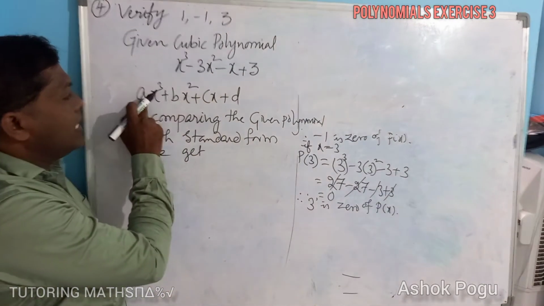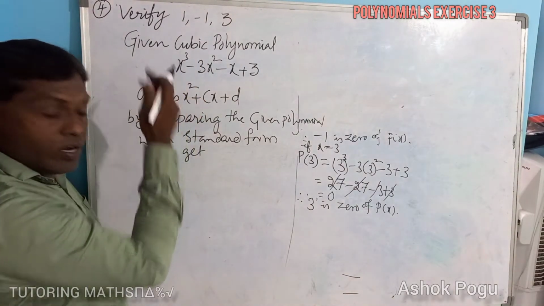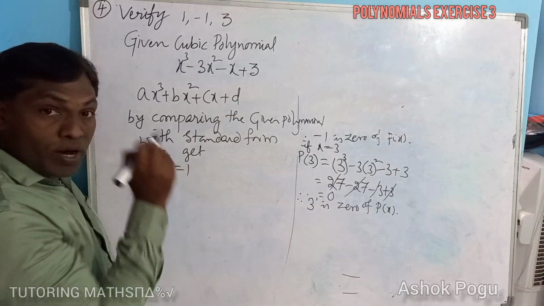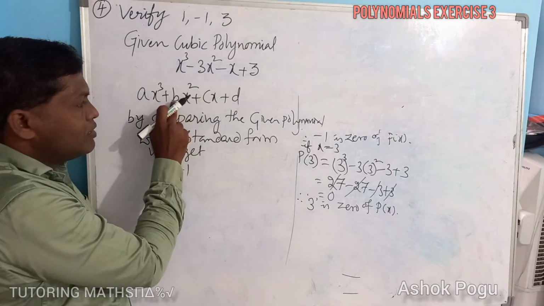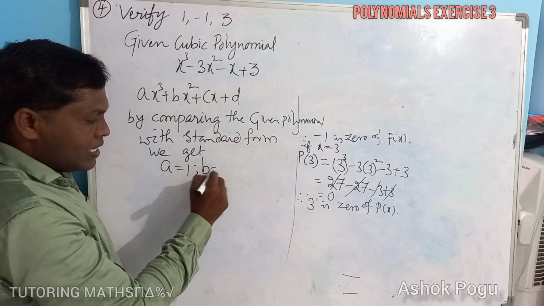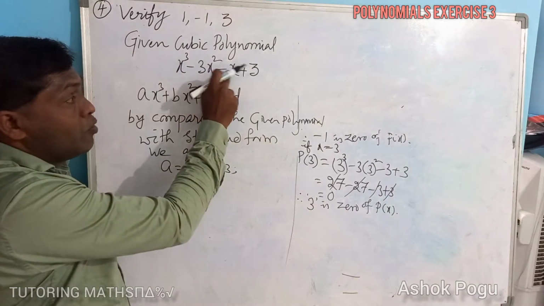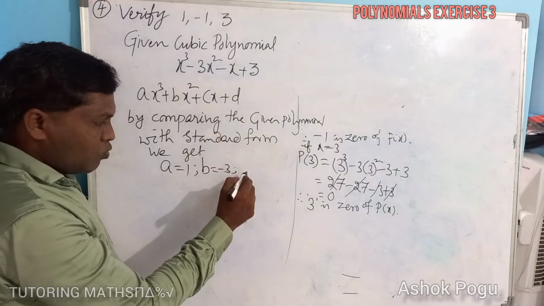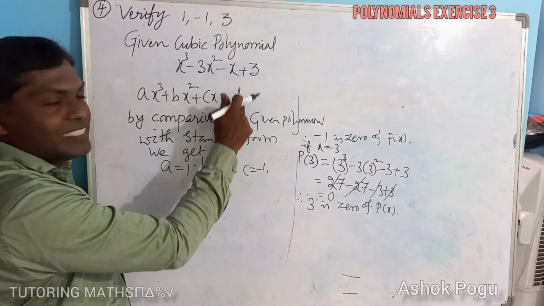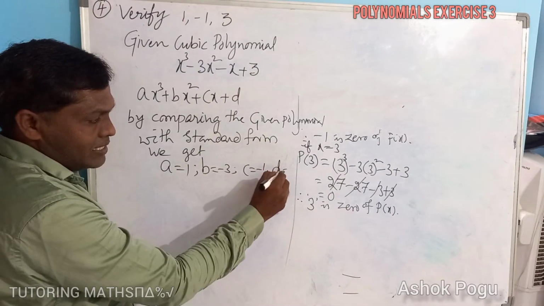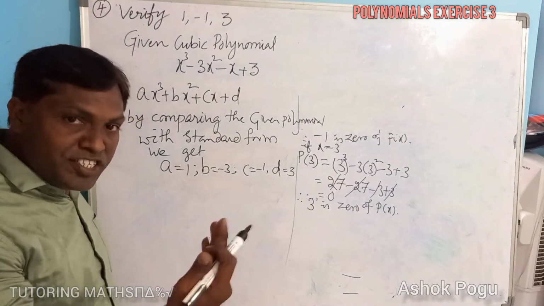Come on. Ax cube. What is the coefficient of x cube? No coefficient, therefore a is equal to 1. What is the coefficient of x square? Minus 3, means b is minus 3. Next, what is the coefficient of x? No coefficient, means here minus 1, isn't it? Okay. And what is the constant? That is d is 3. We have taken the coefficients. Now let us verify the relation.